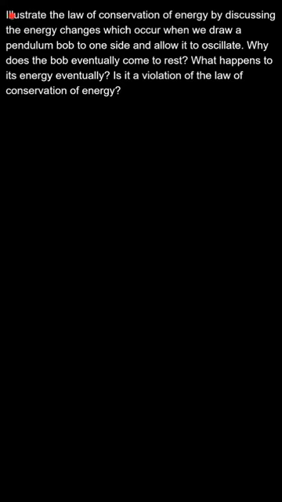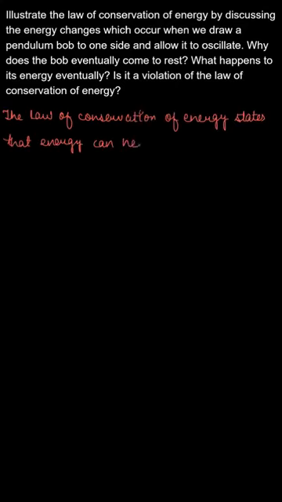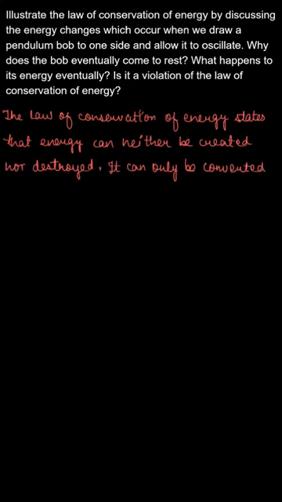Hi, the question says illustrate the law of conservation of energy by discussing the energy changes which occur when we draw a pendulum bob to one side and allow it to oscillate. So let us know first of all what is the law of conservation of energy. The law of conservation of energy states that energy of any kind can neither be created nor be destroyed. The energy can only be transformed from one form to another form.